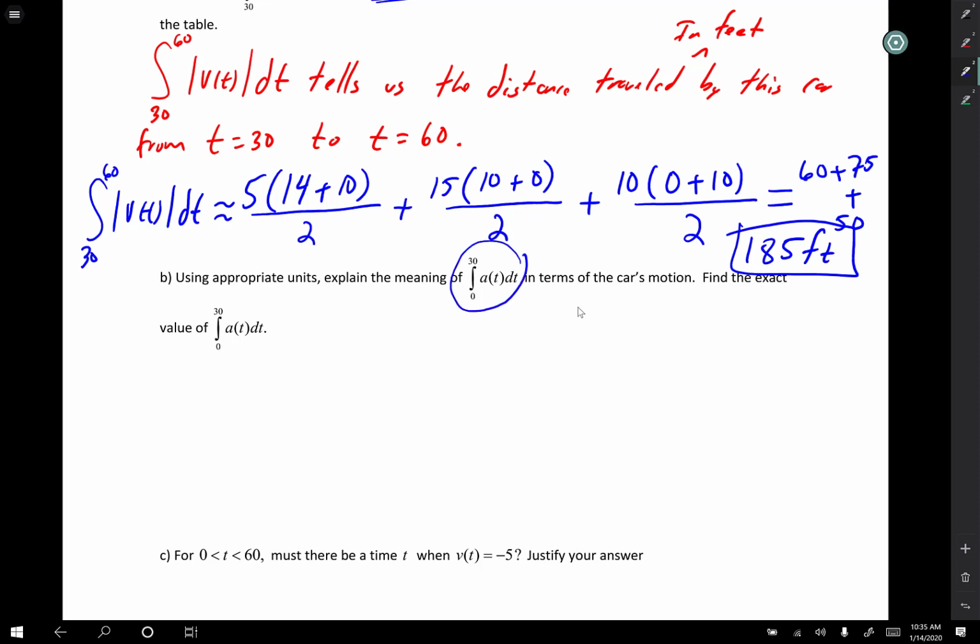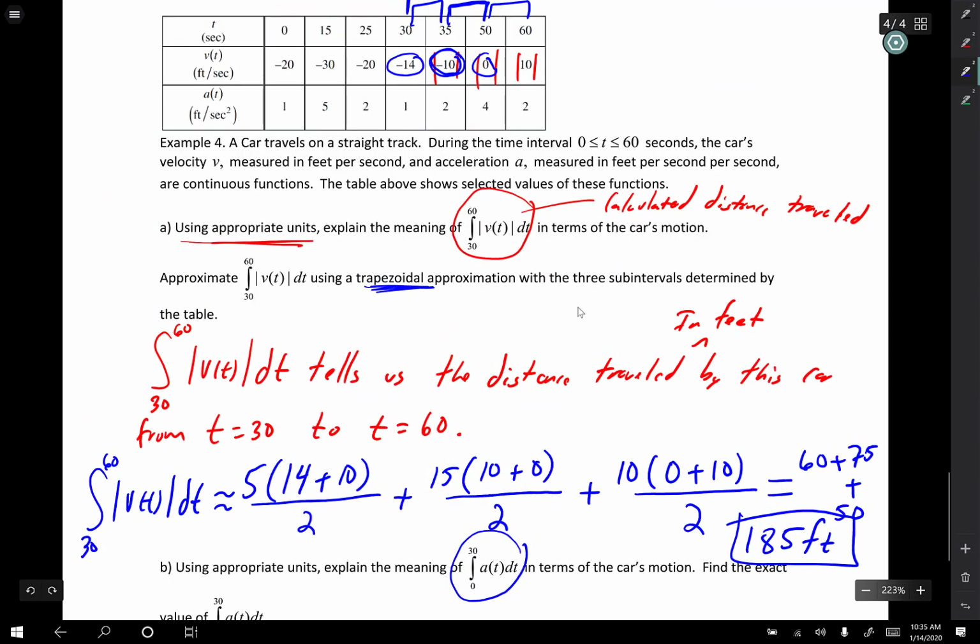So this means area under the curve. So let's think about it. Feet per second times second. That gives us what?